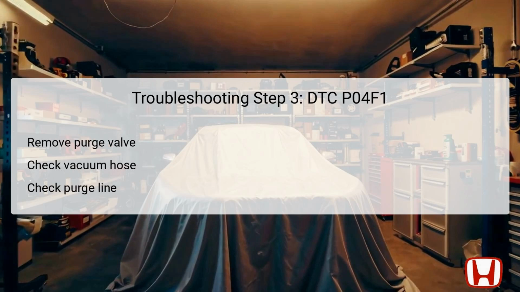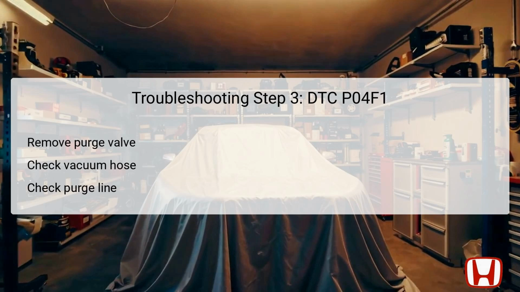Proceeding with the third troubleshooting step for DTC P04F1 involves checking the EVAP canister purge valve and associated components. Start by carefully removing the purge valve while ensuring that the connector and vacuum hose remain attached. This step allows for a more accurate assessment of all related connections.